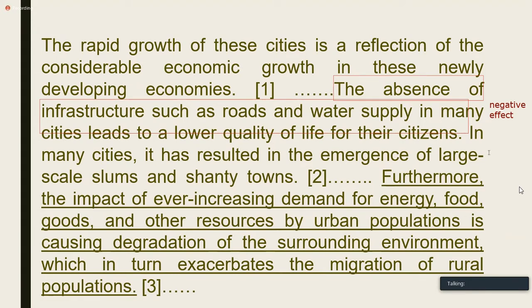It gives more information, even about the bad side of the urbanization. That's right. This also gives some more information about the bad side. Again, a negative effect. One negative effect is a lower quality of life for their citizens. This sentence gives, again, a negative effect, the emergence of large-scale slums and shanty towns, something a little bit similar to the previous one.